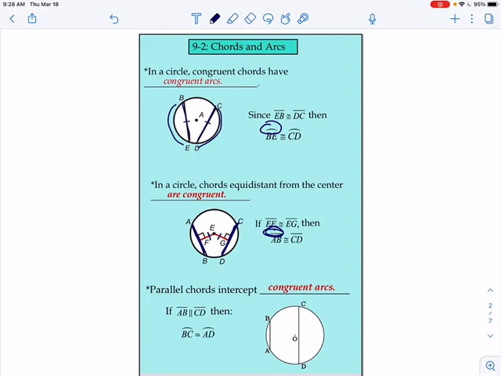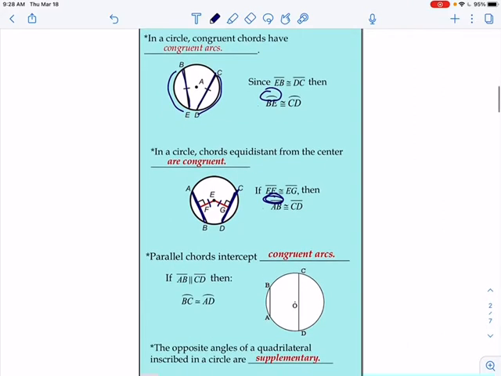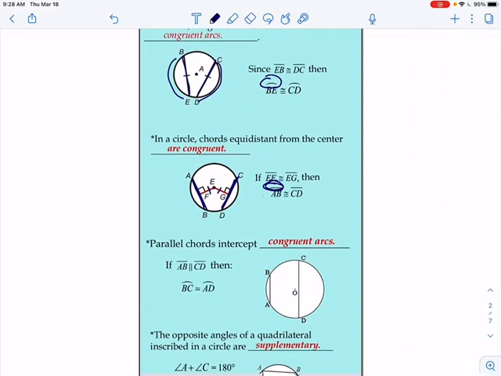Okay, the next part of what we're going to do today is about parallel chords. Parallel chords intercept congruent arcs. So again, what that says is that if AB is parallel to CD, then that means that arc BC is going to be congruent to arc AD.